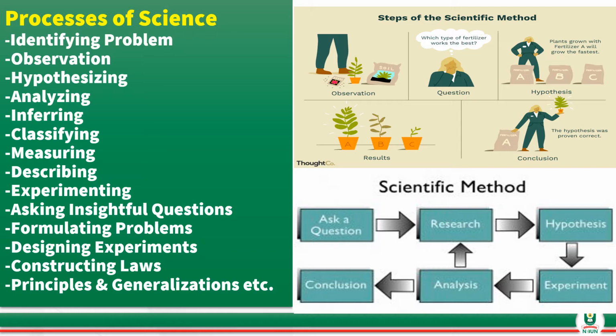There are a lot of instruments, a lot of apparatus that are used during experimentation. They also go to the extent of asking insightful, meaningful questions. They formulate problems. They design experiments, like we said earlier on. They construct laws, principles, generalizations, and so on and so forth. So these are what we refer to as processes of science. If you are asked what are processes of science or methods of science, these are what scientists are generally referring to.